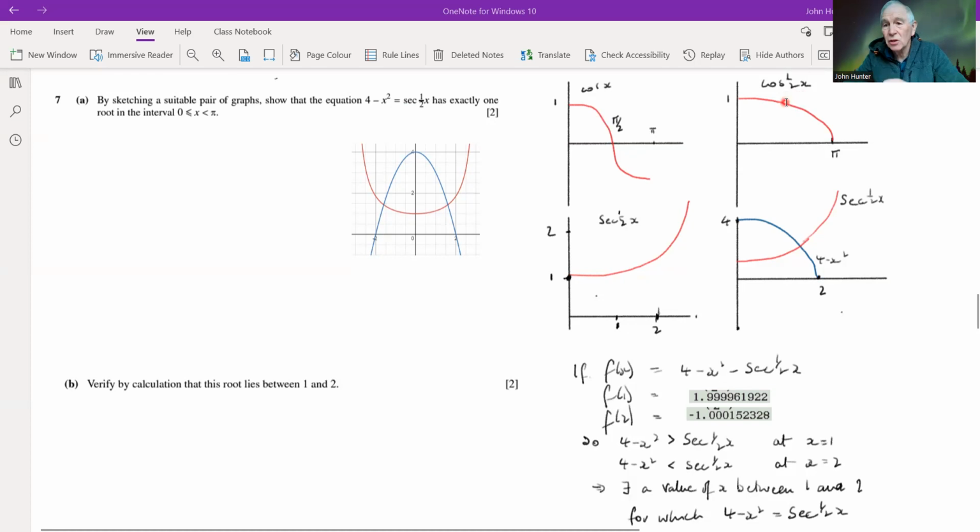Well, what we've actually done is we've stretched it out, haven't we? Just looking at 0 to pi here, this basically is this part of the cos x curve, but stretched out over 0 to pi. Right, so from there we transform to sec half x, which is the reciprocal of cos half x.